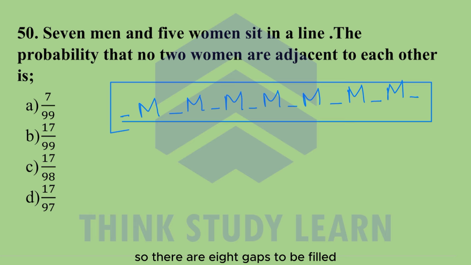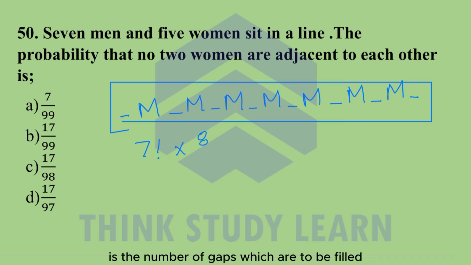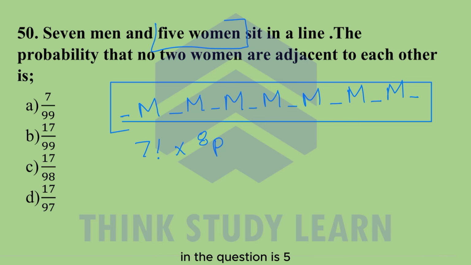So there are 8 gaps to be filled when no 2 women are sitting adjacent to each other. So the formula for the probability will be: 7 is the total number of men, so 7 factorial multiplied by 8, the number of gaps to be filled, and the total number of women given to us in the question is 5.